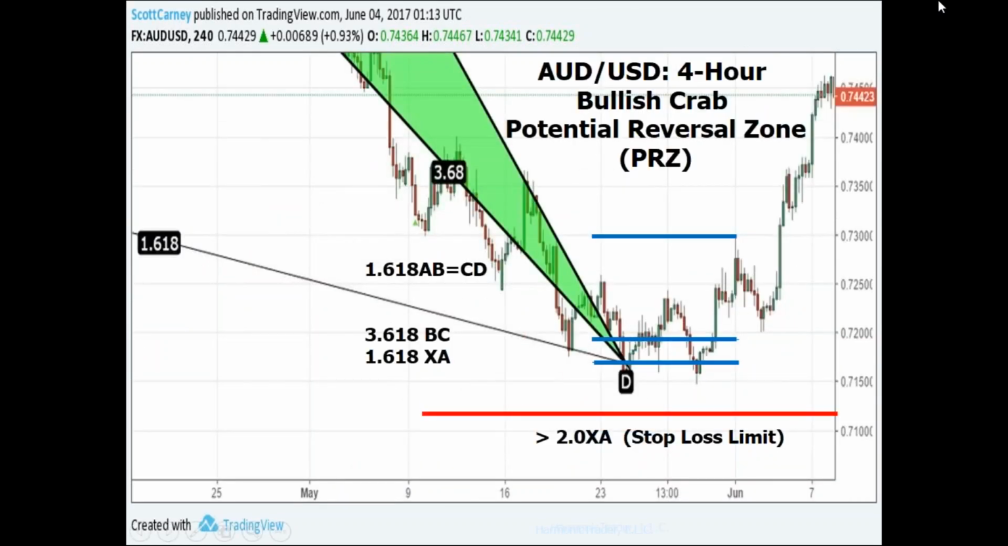Now here's a great chart of the price action in the potential reversal zone. Notice that the alternate ABCD, not as important, is up here around 73. Our 3.618 and especially our 1.618, that's where we want to focus our eyes and look for the change in character, stabilization to anticipate the reversal. And stop loss limit is placed beyond the 2.0 area.